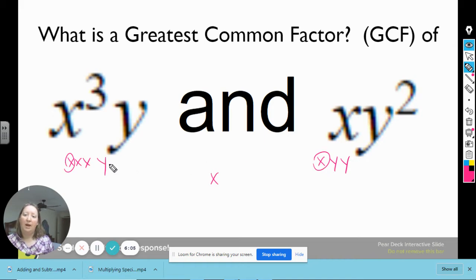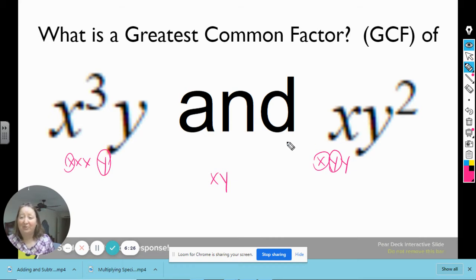But this guy's got a y. This guy's got a y. Can I take out both? No, this one only has 1. So the greatest common factor of these two terms is xy. That's the largest thing that you can divide out of this and divide out of that.